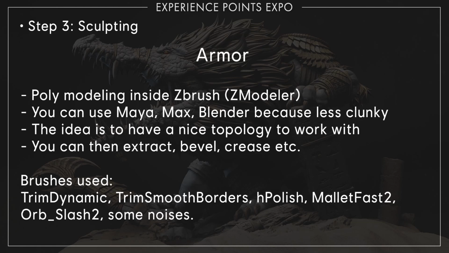I used Trim Dynamic, Trim Smooth Border, HPolish, and Mallet Fast 2 to do some damage, some wear and tear on the armor parts. And I also used some Orb Slash. I put Orb Slash too, but it's not only this one, he has multiple ones, and they do scratches and dents on the armor. On top of that, I used a noise generator just to give it a bit of rust or stuff like that. It's not too strong because it won't be seen anyway.